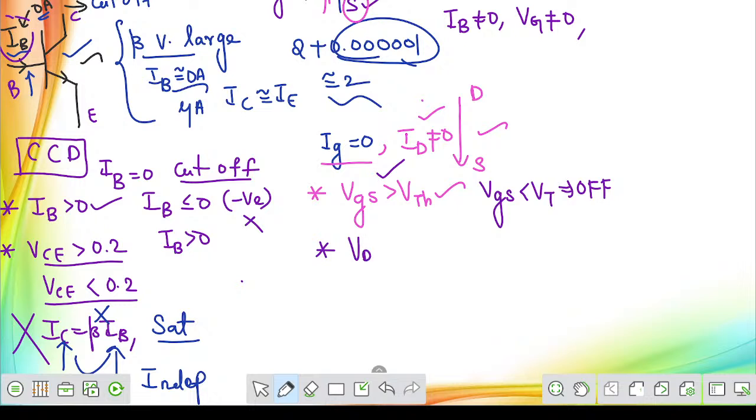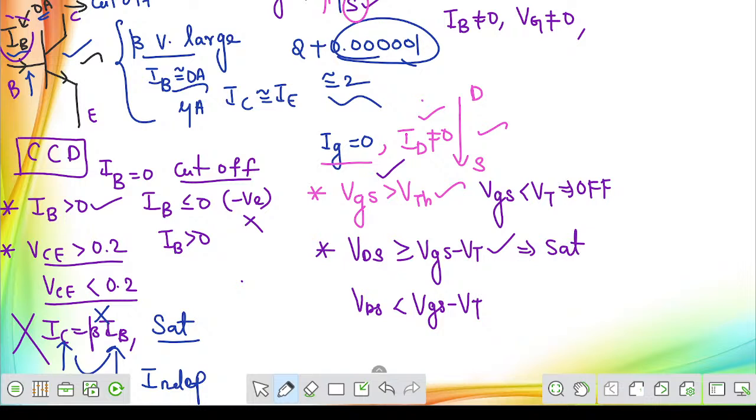Next, cross check whether the value of drain to source voltage VDS is greater than or equal to VGS minus VT, or VDS is less than VGS minus VT. Cross check these two conditions. If VDS is greater than or equal to VGS minus VT, then your transistor will be operated in the saturation region. If VDS is less than VGS minus VT, then your transistor will be operated in the triode region, or ohmic region. So there are only two regions: one is the saturation region, another one is the triode or ohmic region. Based on the condition, you can easily identify under which region your transistor operates.